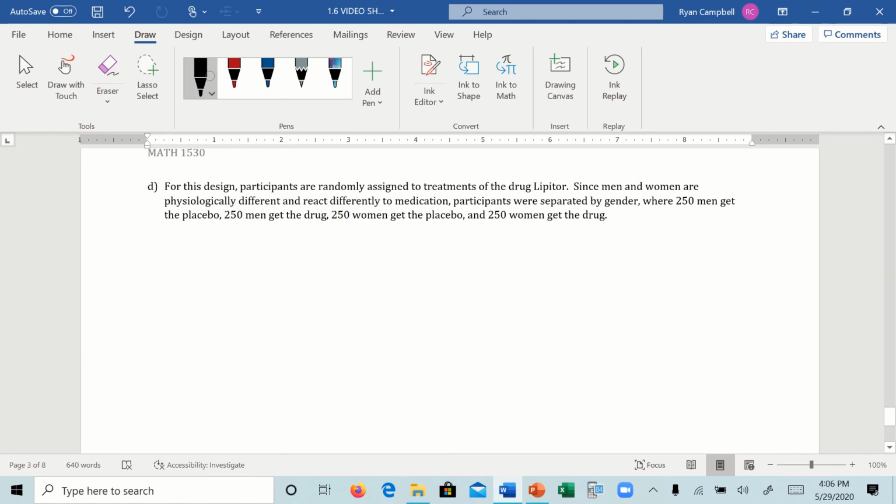Last problem. For this design, participants are randomly assigned to treatments of the drug Lipitor. Since men and women are physiologically different and react differently to medication, participants are separated by gender, where 250 men get the placebo, 250 men get the drug, 250 women get the placebo, 250 women get the drug.